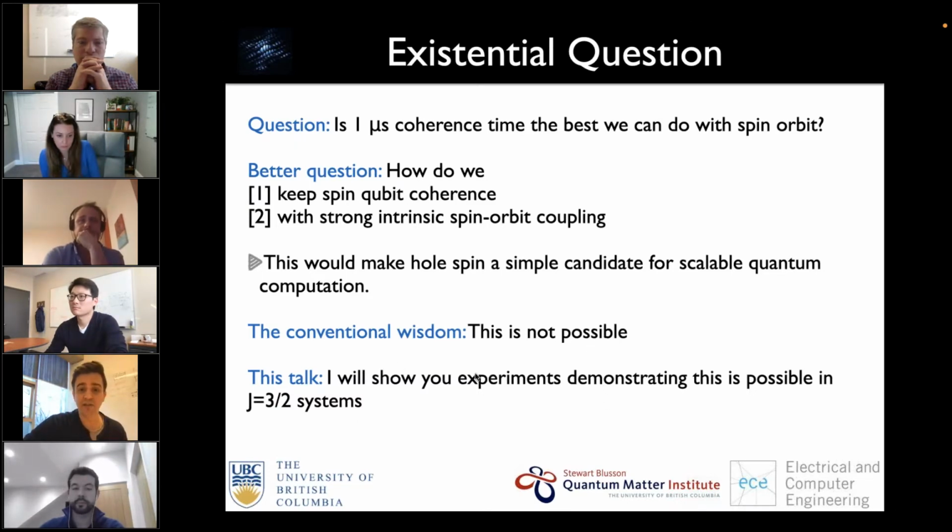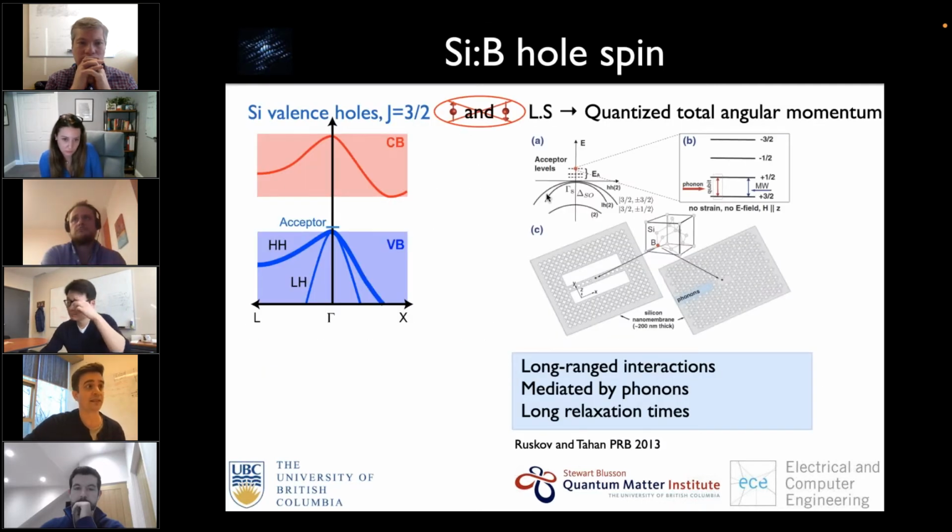So in this talk, I'm going to show you first a little bit of theory and then experiments demonstrating that you can keep strong intrinsic spin orbit coupling and coherence at the same time when the spin orbit coupling is strong enough in a J=3/2 system. That's a little bit counterintuitive. So first, let me talk about the system. It is a hole, a valence band hole. It has orbital angular momentum of 1 and an intrinsic angular momentum of 1/2. And so through the L dot S term, the total angular momentum of 3/2 gets quantized.